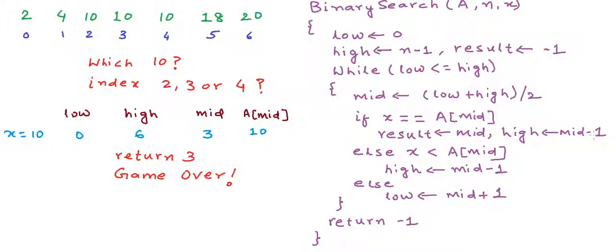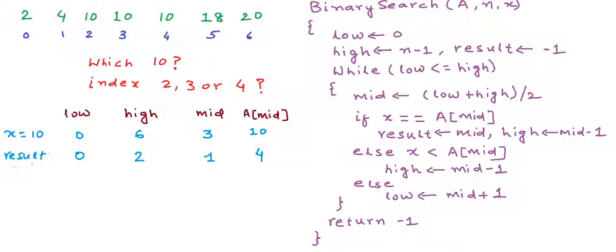So we keep on searching for x before this mid element. If we see the simulation now, then we do not stop here. We make high as 2 and continue our search. Now mid would be 1, a mid would be 4. I will also write the value of result at any stage. So far we have found 10 at index 3, so our result is 3.